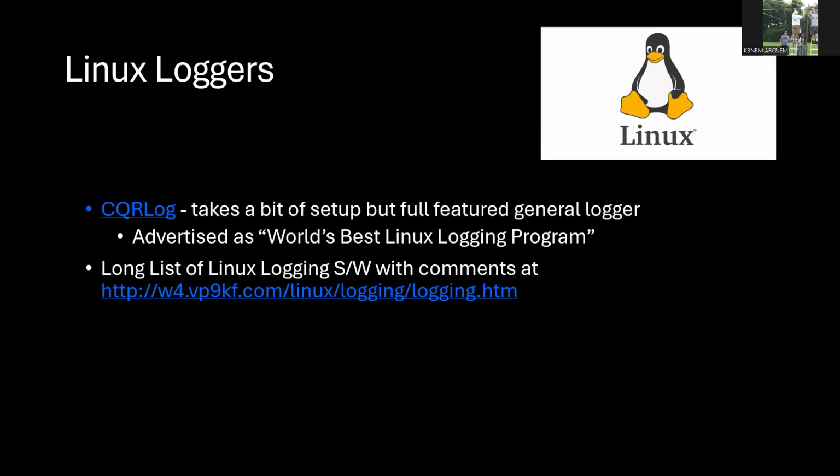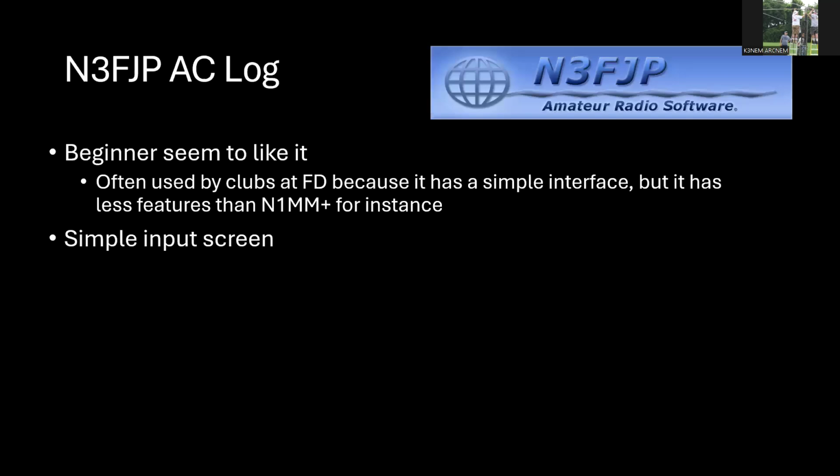Linux. Suppose you've got a Raspberry Pi and you want to run Linux. Well, there are some Linux logs out there. The one that seemed to be most popular is something called CQR log. So I would suggest you look into that if you want to run on Linux. And certainly Raspberry Pi is capable of doing all that you ever want to do with logging. If you want to look at some other choices, rather than repeat them here, I'm giving you this link to look them up. So here's some screenshots of a few general loggers here to wrap up.